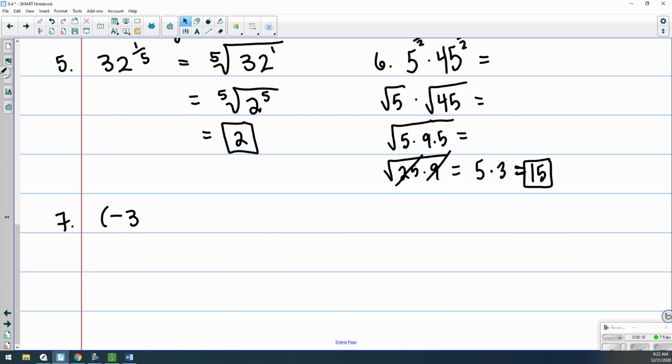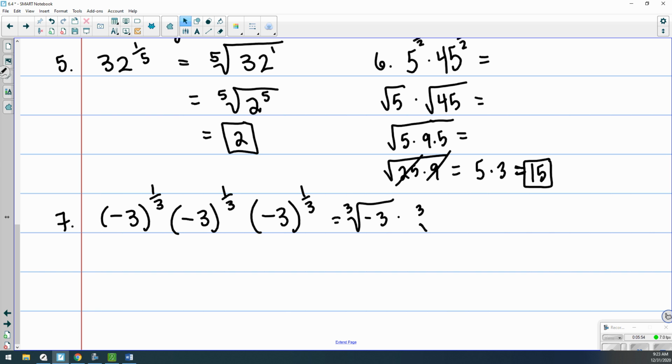I'm going to give you -3 to the 1/3 power times -3 to the 1/3 power times -3 to the 1/3 power. And before I go any further, I'm going to think to myself, time out. Can I take a third root of a negative number? Yes, I can, because I know that as long as the root is odd, you can take an odd root of a negative number. Okay, so let's see. I have at this point the third root of -3 times the third root of -3 times the third root of -3.